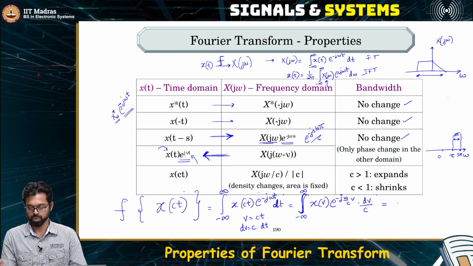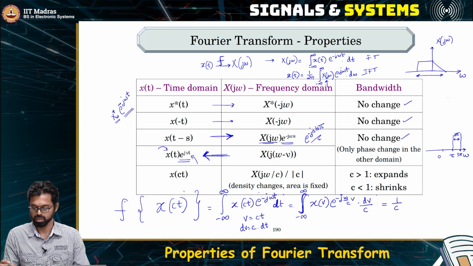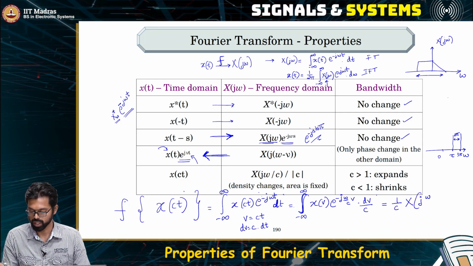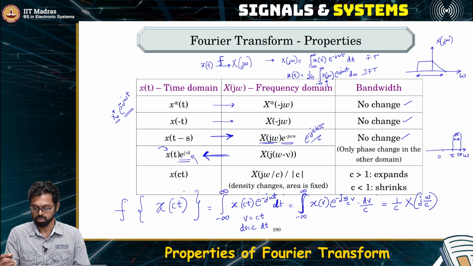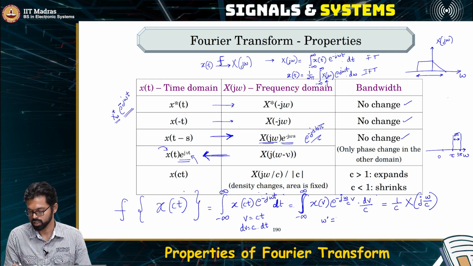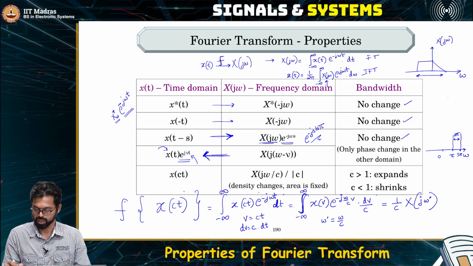What is this equal to? This is in fact nothing but 1 by c times X of j omega divided by c. So, you can just replace omega dash as omega by c, then you will just get omega dash here.